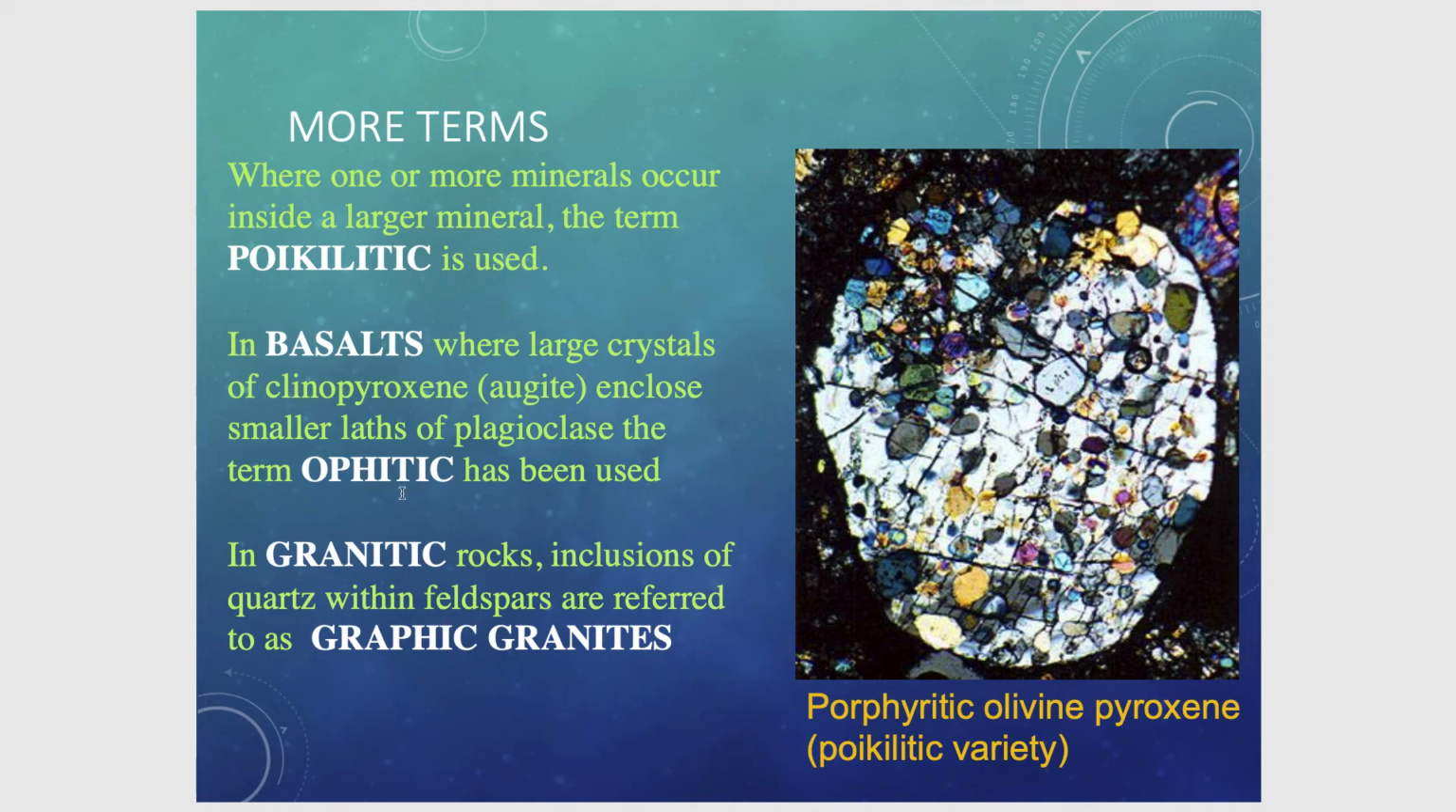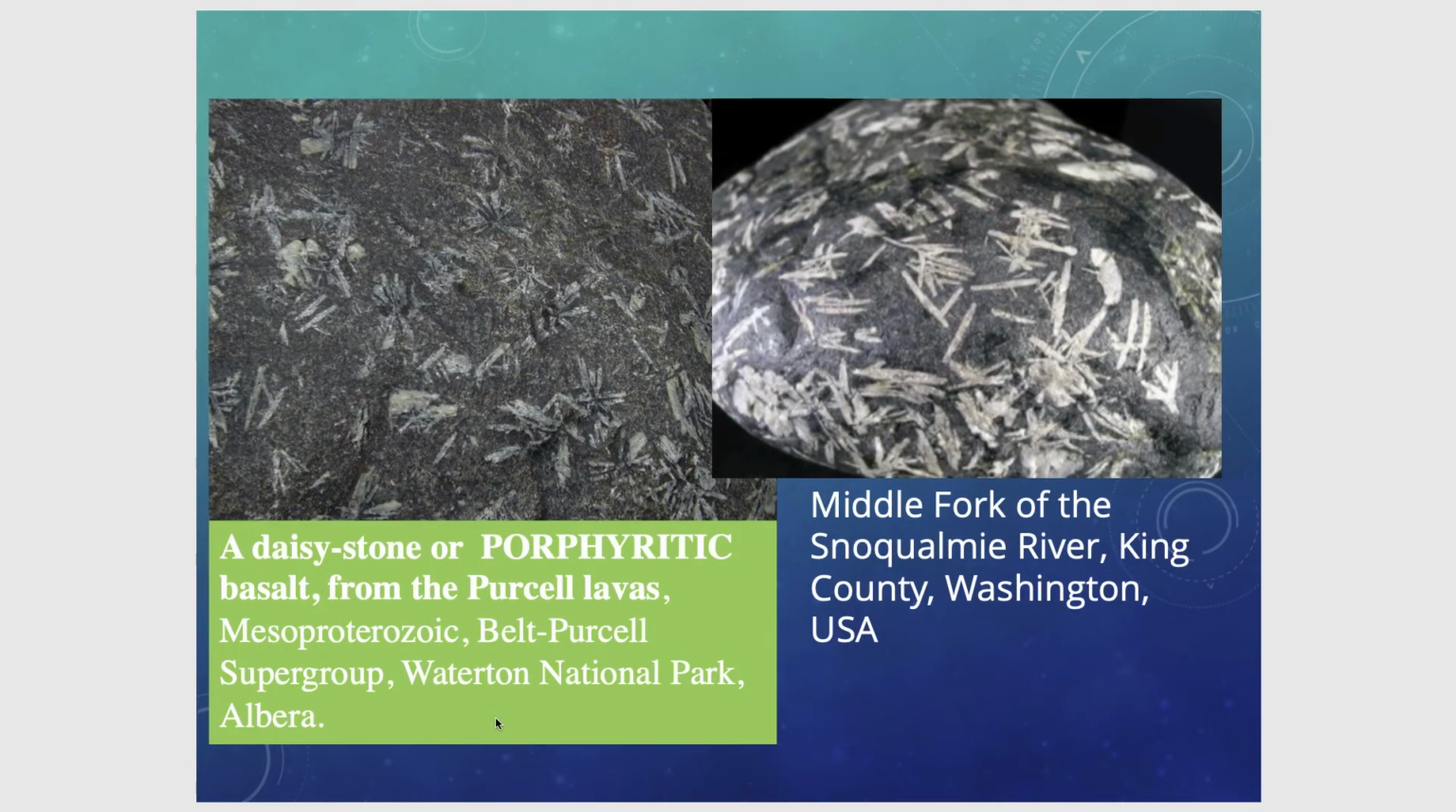In basalts, we also have this term, ophitic. Ophitic textures are very similar to what we were saying before. When we have crowded assemblages or laths of plagioclase, usually you call the rock an ophitic rock. So a glomeroporphyritic basalt, for example, will be an ophitic rock. And then we have granitic rocks with graphic granites, of which we have some examples later. So these are other terms that we can use.